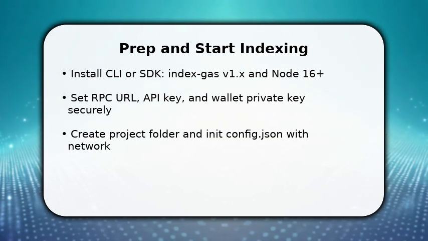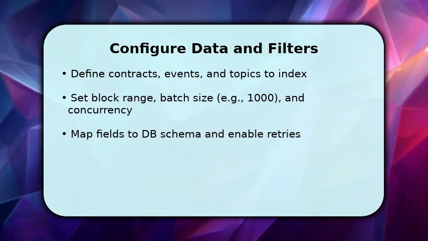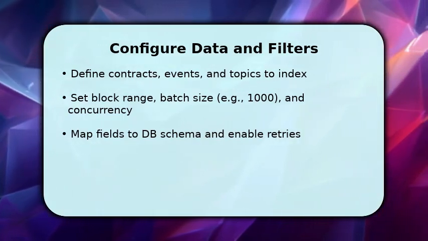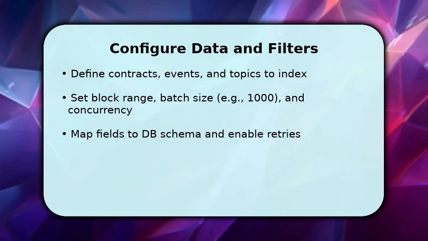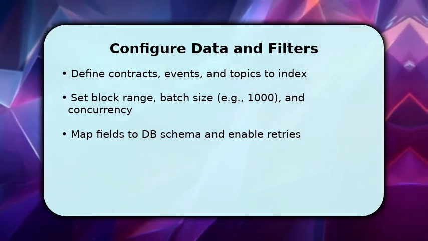Next, you configure what to capture and how. Open config.json and list contract addresses, events, and topics. This focuses the indexer and reduces gas-related noise.